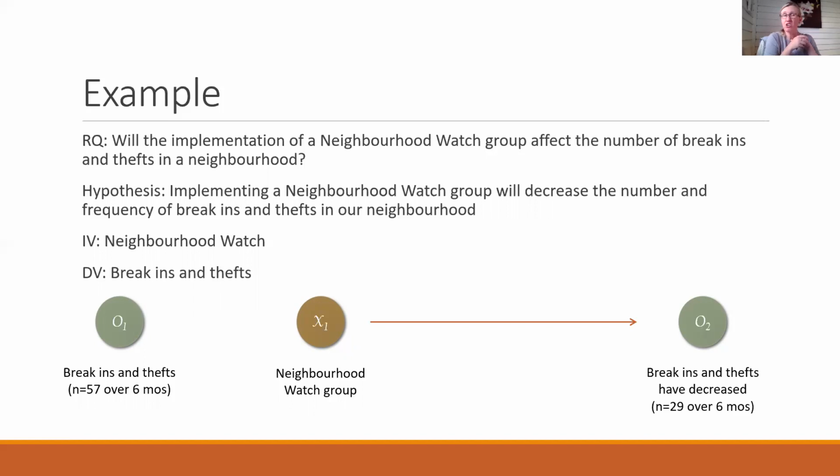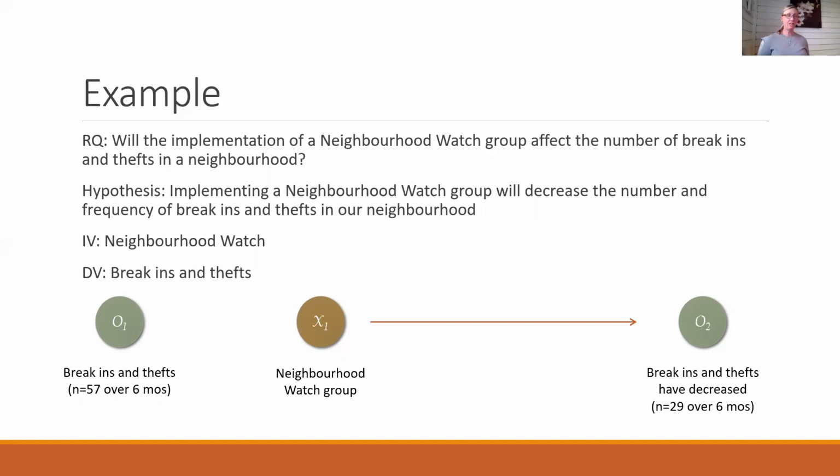So I plan to talk to the neighbors and say, this is what our plan is, this is what we're going to do. We're going to look at the number of break-ins that have happened over a period of 6 months. Then we do our neighborhood watch for 6 months, and we collect data on how many break-ins and thefts had happened over that period of time to see if the neighborhood watch had an effect on the dependent variable.